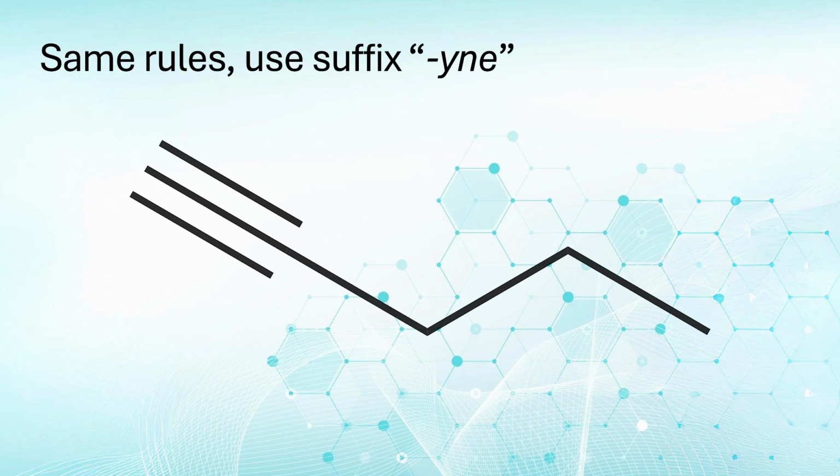Very similar rules apply for alkynes, except we would use the suffix "-yne". In this molecule, we have a 5-carbon chain with a triple bond. We should begin numbering from left to right to give the triple bond the lowest possible number. The name would therefore be 1-pentyne.